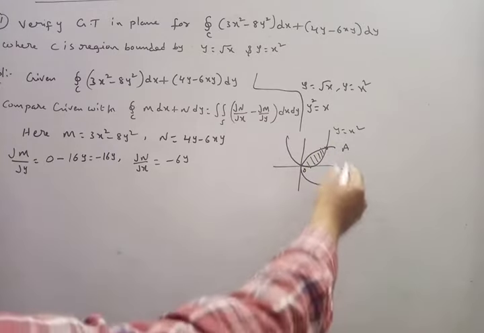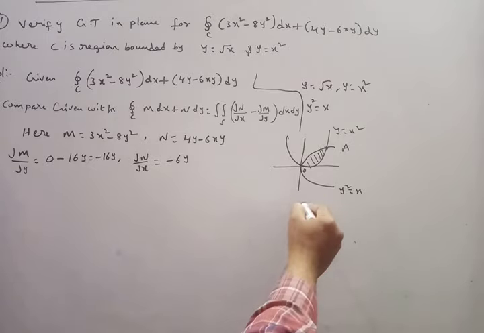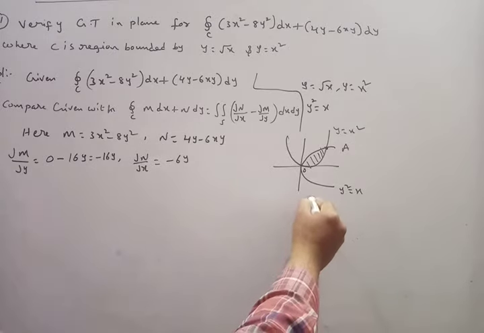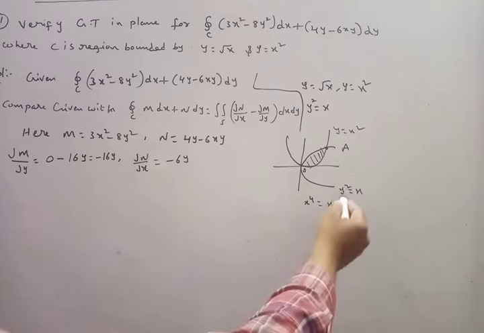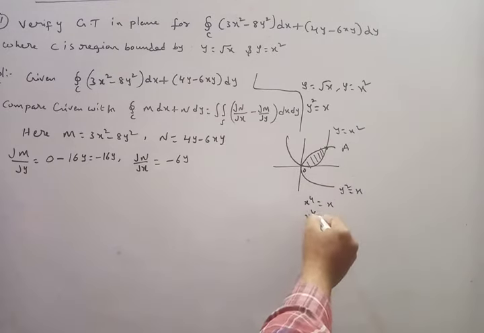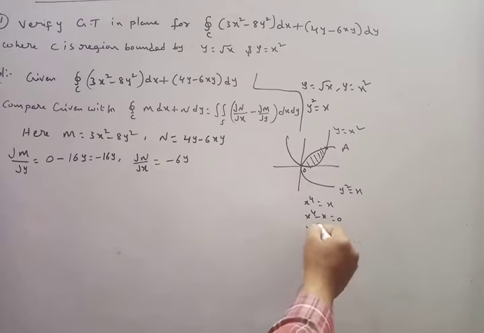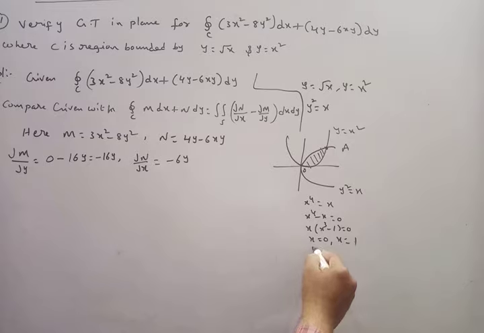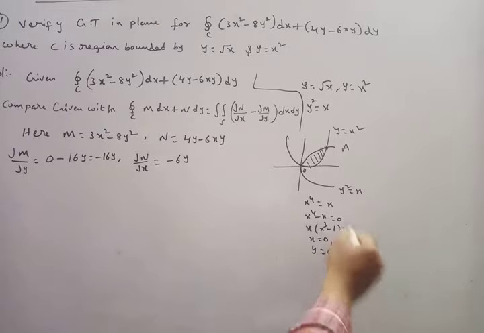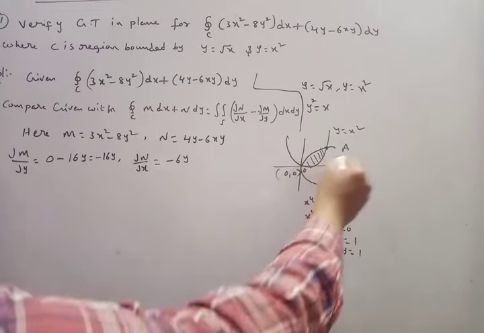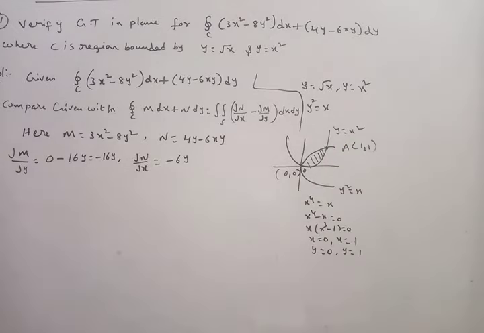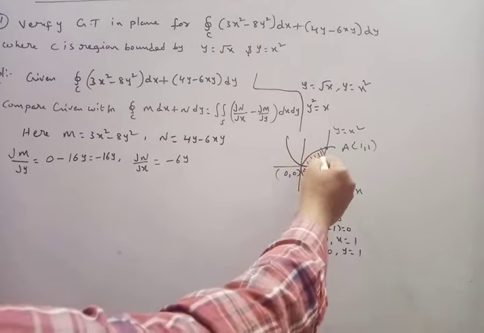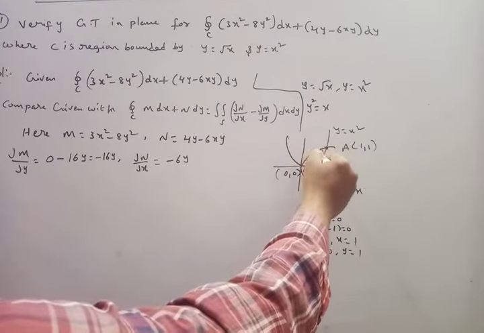How to solve? Y square is equal to x. Substitute y is equal to x square here. So y square means x power 4 is equal to x. X power 4 minus x is equal to 0. Take x common: x into (x cube minus 1) is equal to 0. X is equal to 0, x is equal to 1. If x is 0, y is also 0. If x is equal to 1, y is also 1. So 0,0 and this point is 1,1. So we have to go from O to A, then come back from A to O.